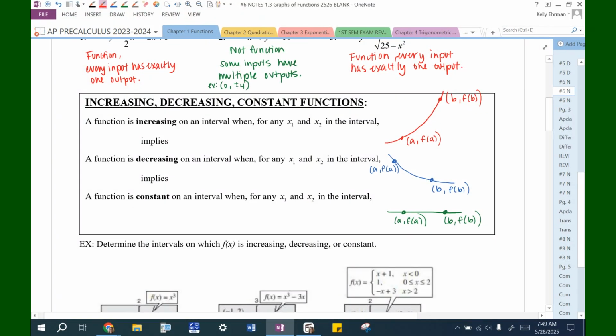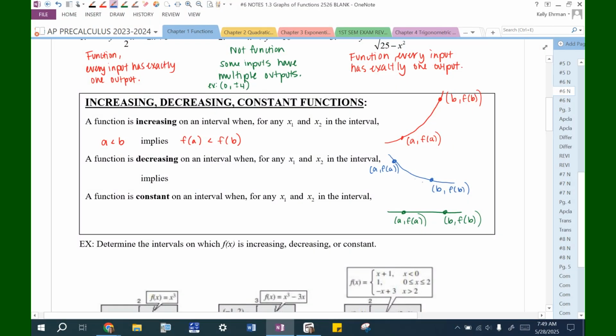All right, if a function is increasing, here's an example of an increasing function. You can see the x coordinates are a and b. So if a is less than b, just meaning a is to the left of b, that implies that f of a should also be less than f of b. That's because the point on the left should be lower than the point on the right.